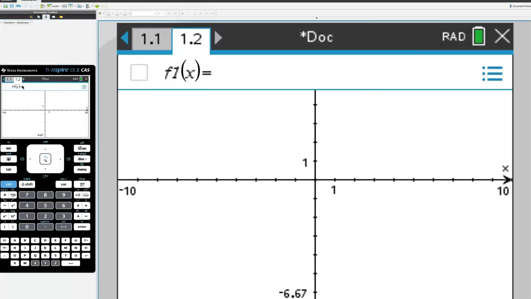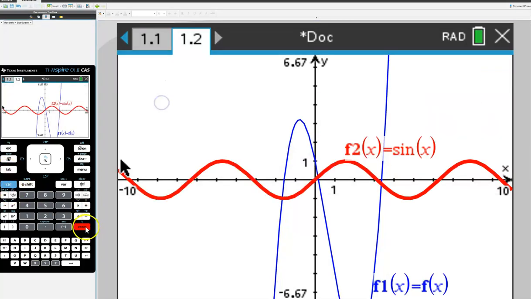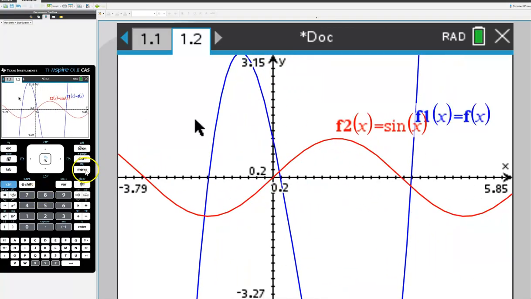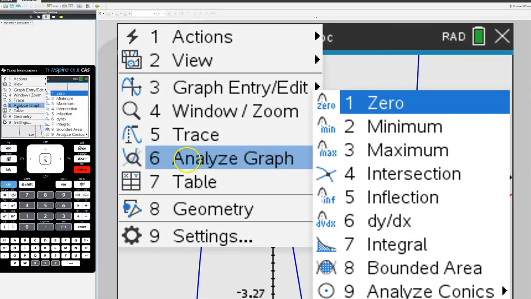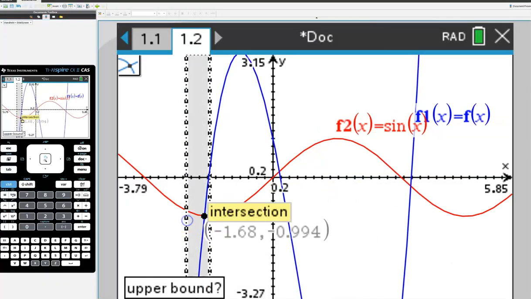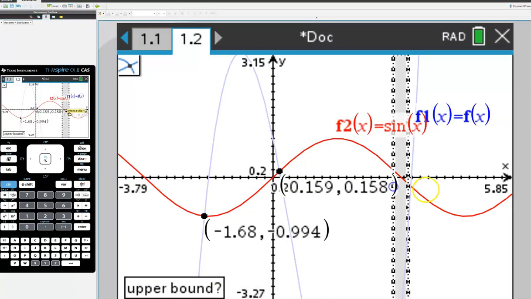Okay, so the first equation I need to solve is f of x is equal to sine x. So let's graph f of x. There she is. And then let's graph sine x. Boom. And I need to identify those intersections, right? So the first thing I might want to do is zoom in a little bit here. Menu, analyze graph, intersection. So I'd like to find that intersection, this intersection, and this intersection here.